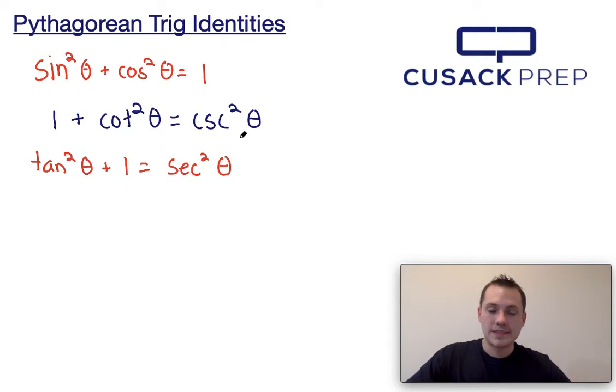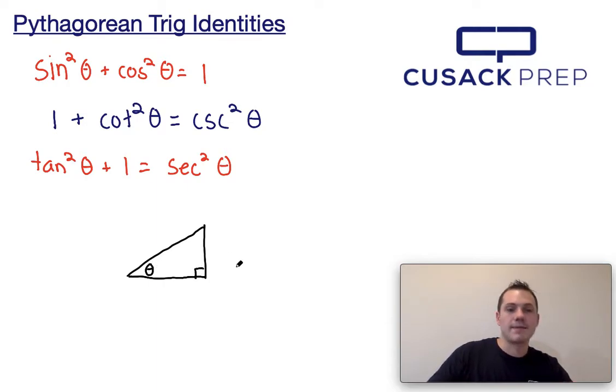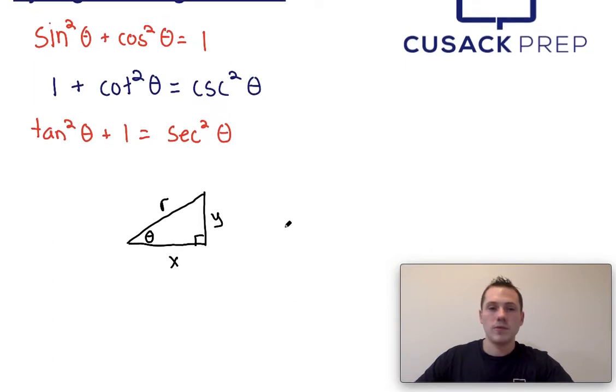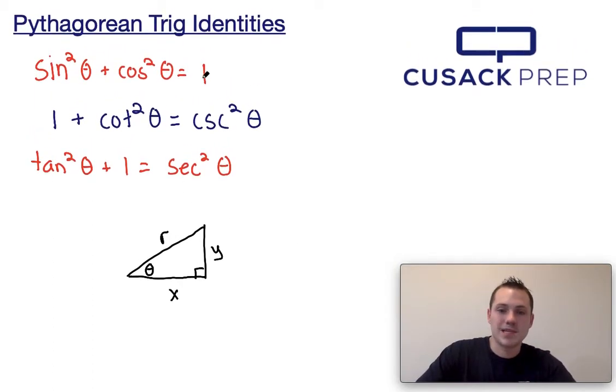Now, if you want the proof, some of you are probably done watching at this point, but if you want the proof for this, or if you just want to see why it's true, we can go ahead and draw a right triangle. So let's say we've got this right triangle here, and I'm going to say this is a 90-degree angle, and I'm going to look at this as theta. I'm going to call this y, I'm going to call this x, and I'm going to call this r. Well, we can see that sine squared of theta plus cosine squared of theta equals 1 really just comes out to be the Pythagorean theorem.